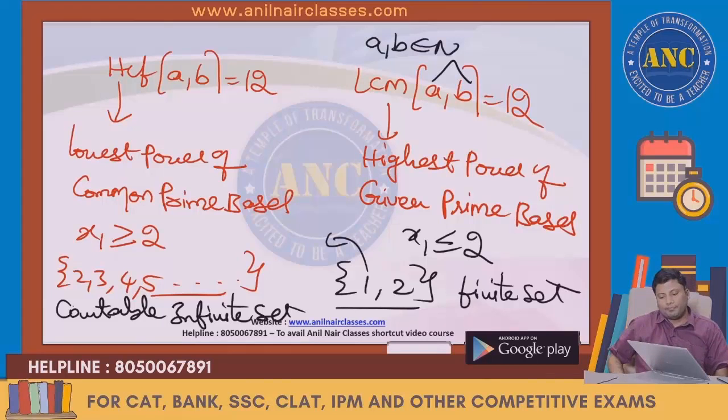But here in LCM, x is less than or equivalent to 2. From 2 I am coming down. Anyway, natural number starts with 1, so I know the lowest value. But in HCF, unless and until the highest value is known, we cannot determine. I hope you understood the difference between these two.